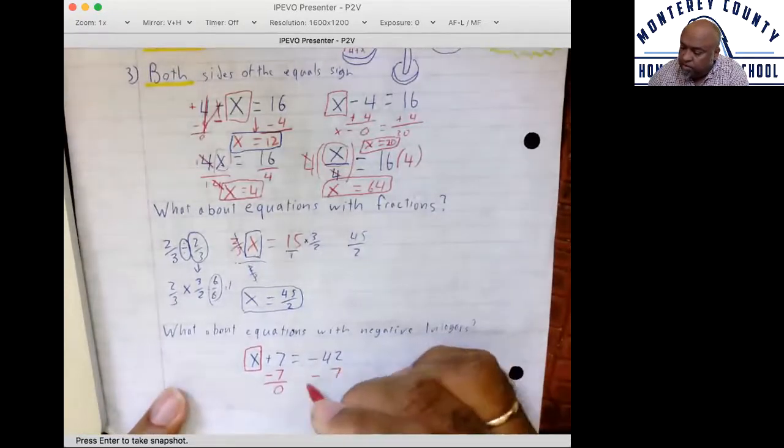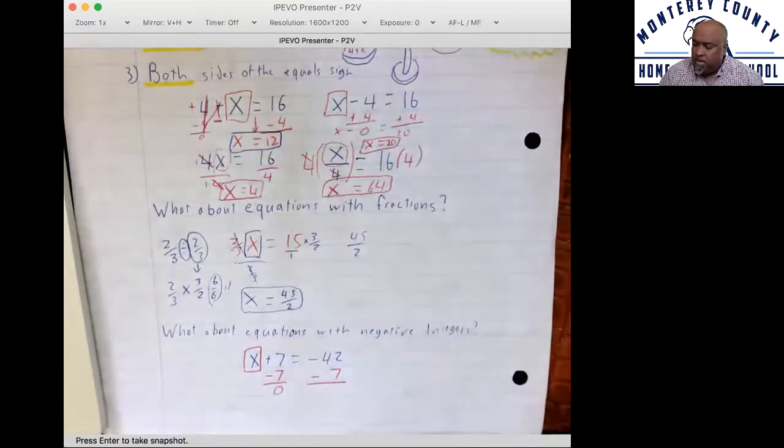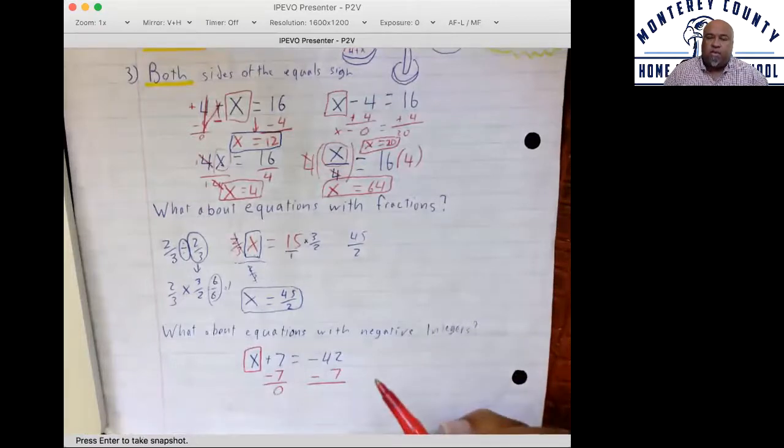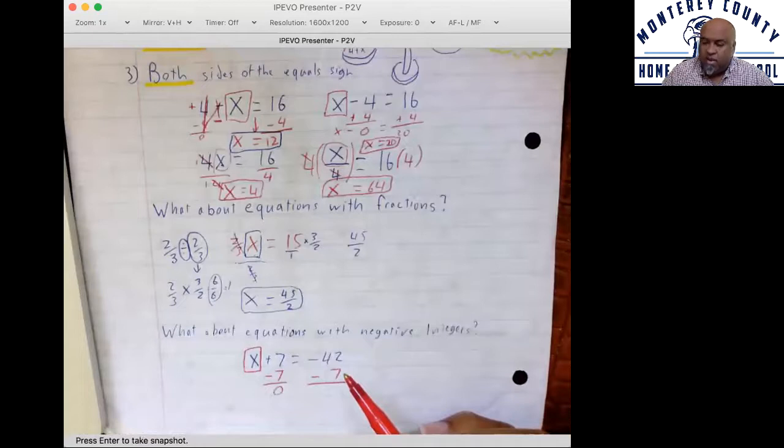Subtract 7 from negative 42. Okay. Now, here's where it can get a little confusing. If you forget how to work with negative integers, remember the rules of integers. If the signs are the same, you do what the operation says. If the signs are different, you do the opposite operation.